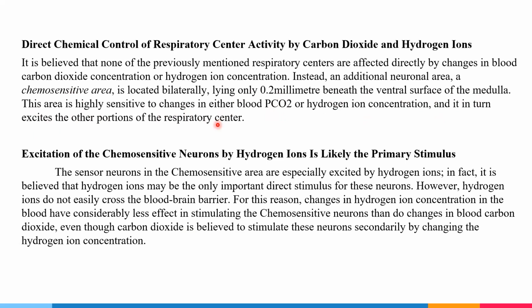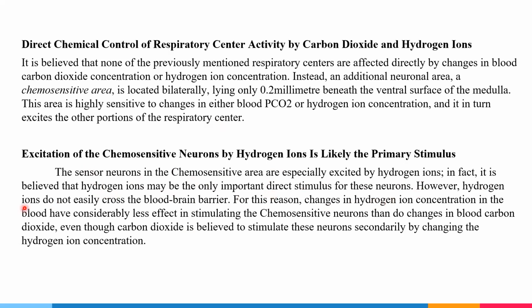So now we'll look in detail into the excitation of the chemosensitive neurons by hydrogen ions, which act as the primary stimulus in its signaling. The sensor neurons in the chemosensitive area are essentially excited by hydrogen ions. In fact, it is believed that hydrogen ions may be the only important direct stimulus for these neurons. So these neurons detect changes in hydrogen ion concentration only.